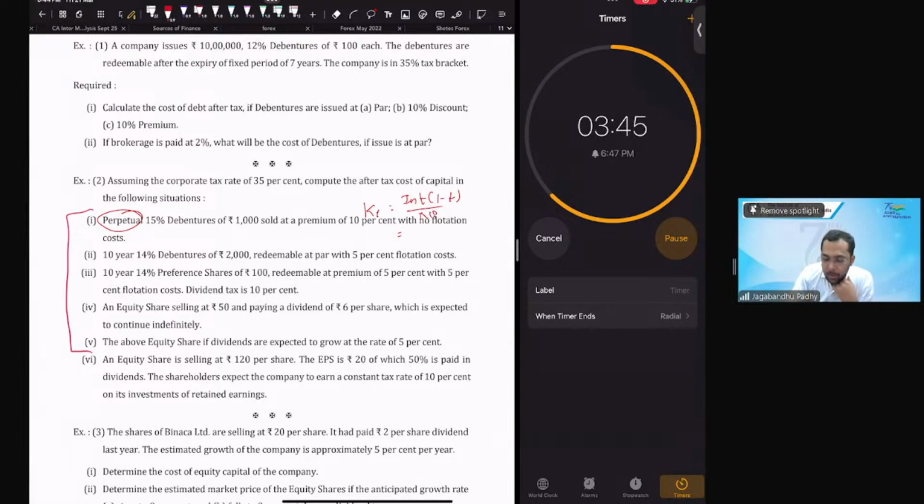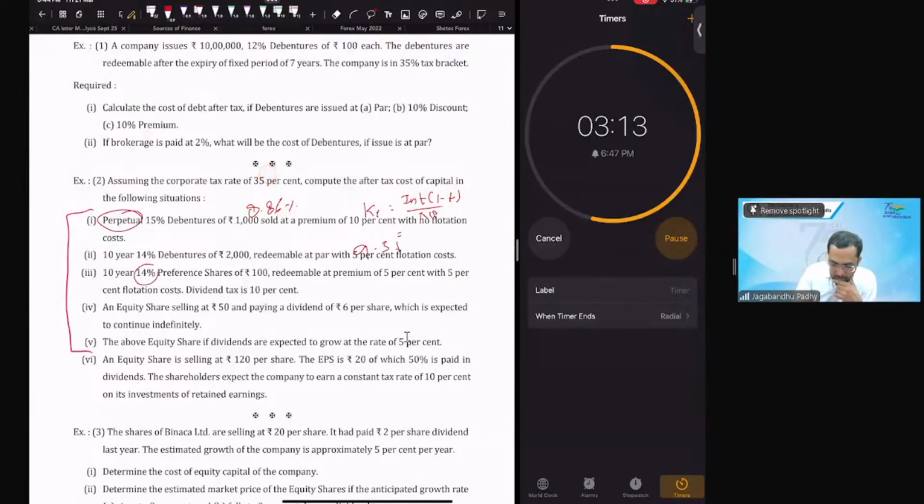First answer is 8.86. Second answer. What's the answer for second one? Second 9.36. Okay. Now, coming to the third one. Third one is a bit different.